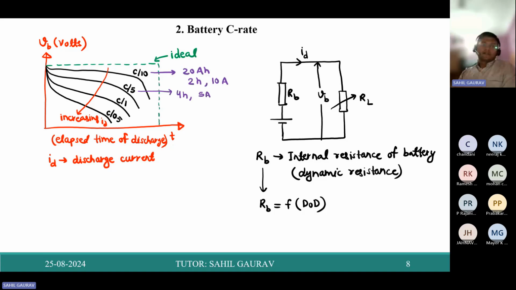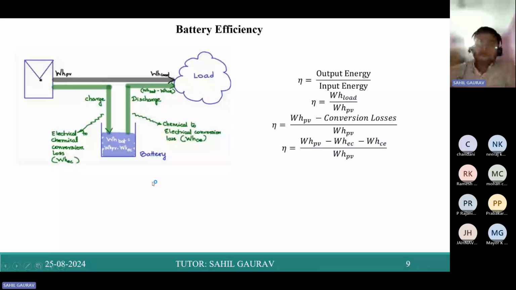So now let us come to the next parameter, this battery efficiency. So the battery efficiency, how we can write? This battery efficiency will be output energy upon input energy. So the output energy coming from the battery, that is watt hour load, and the input energy that is coming from the PV, that is watt hour PV.